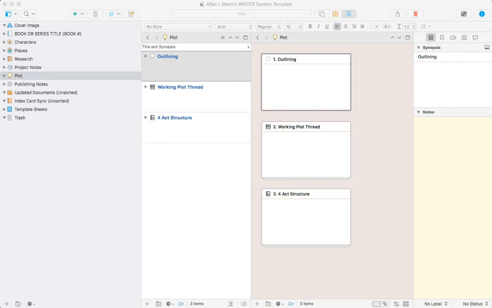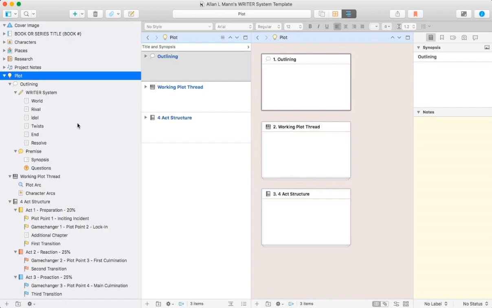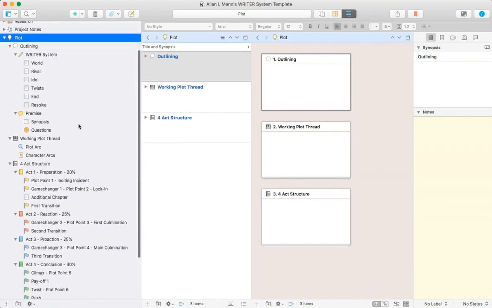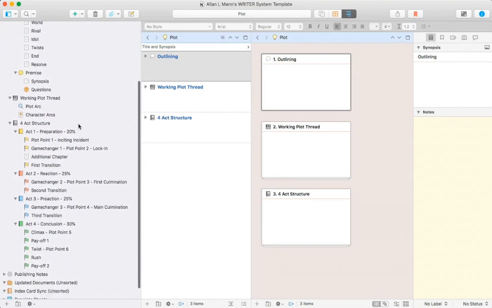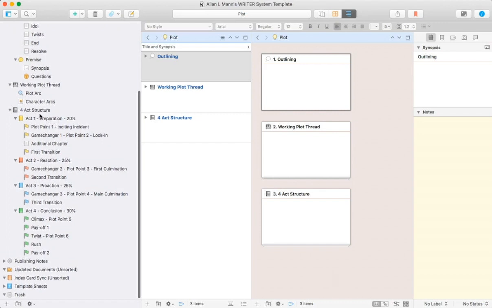So here we are, my Scrivener template all loaded up, and I'll begin with the plot section. This is where all your hard work will take place, and it's divided into 3 areas. Outlining, the working plot thread, and the 4-act structure. So let's talk about the 4-act structure.